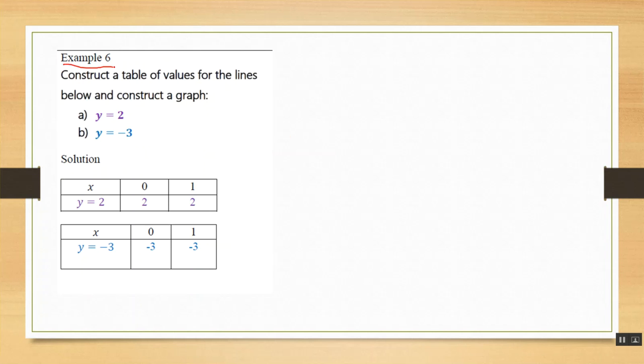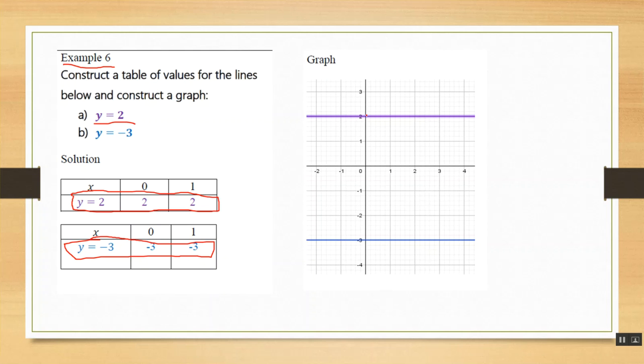Example 6, construct a table of values for the lines below and construct a graph. So if y equals 2, this time it's the bottom number that's always 2. Y is always 2. And for y equals -3, same kind of concept. So the graph looks like this one. Y equals 2 for the purple graph, and y equals -3 for this one. So remember, put your x and y axis on.